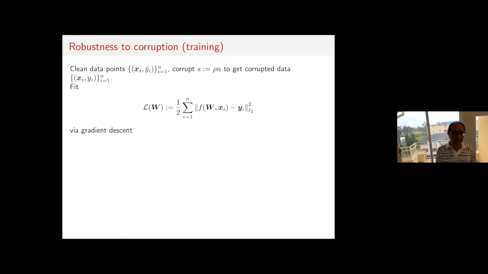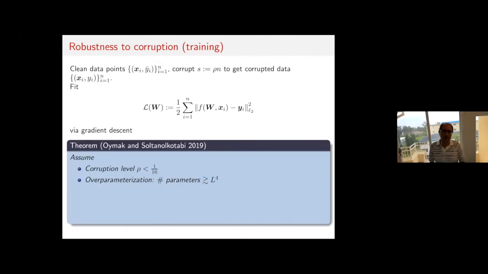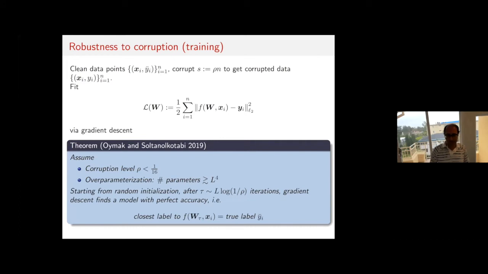Again, we're fitting these neural networks via gradient descent with a least squares loss. Here is our theoretical result: if the corruption level is smaller than a constant, 1/16, and the neural network is sufficiently over-parameterized, in the sense that the total number of parameters of the network is bigger than the number of clusters to the power 4, then something interesting happens.